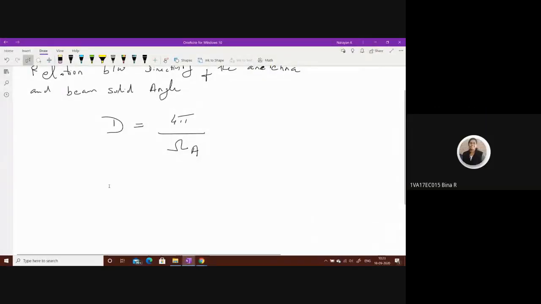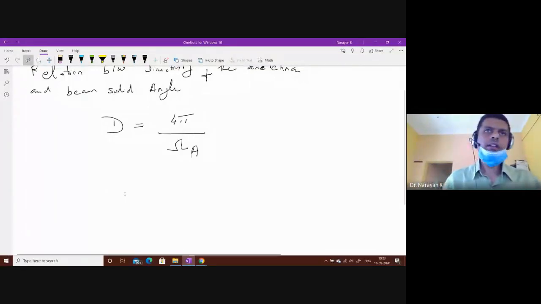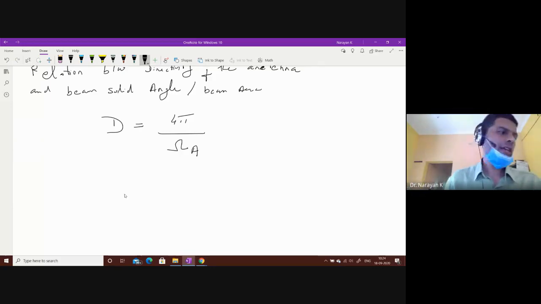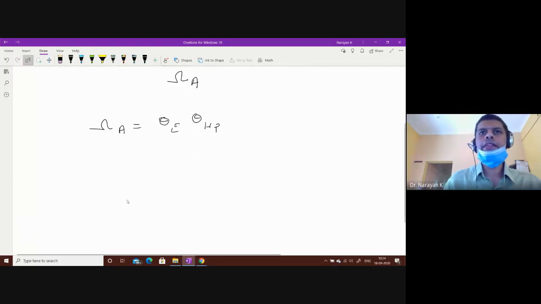Yes. Okay, fine. So directivity is related to the beam solid angle, or the beam area. This is the beam area. So directivity is given by 4 pi divided by omega A. This omega A approximately, if you remember, is given as theta E into theta HP, the E plane and the H plane. Got it?